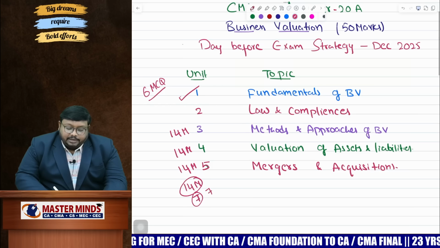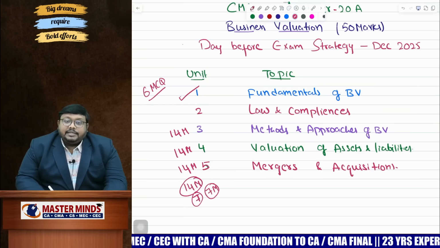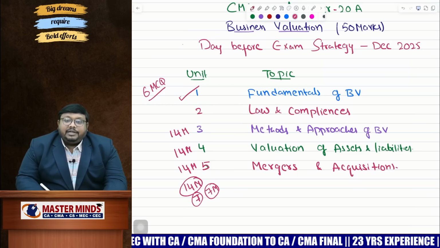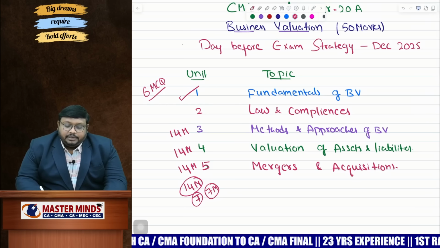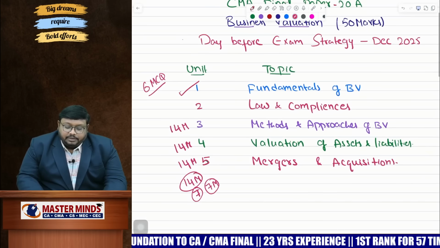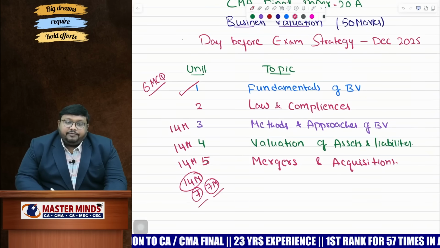And another 7 marks, they will ask you decision making problems. They will test your knowledge of financial management. Decision making problems will be given in this scenario, so you have to answer this one question very carefully.